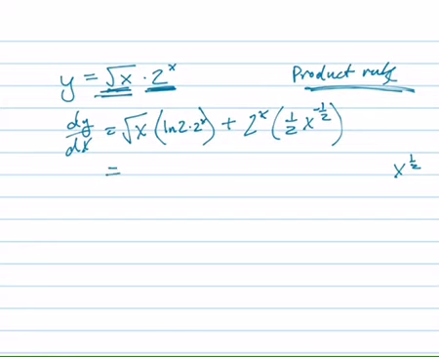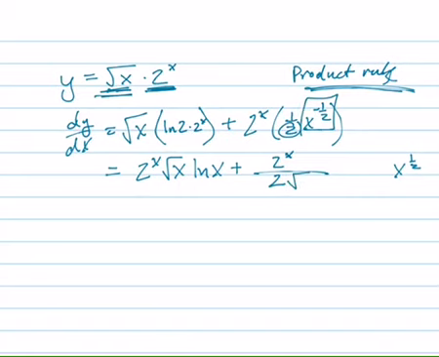So this thing is going to equal 2x root x ln x plus 2 to the x over, I'm simplifying this, that 2 goes on the bottom, and this whole thing flips to the bottom and becomes a positive square root. Right, because the negative flips to the bottom.